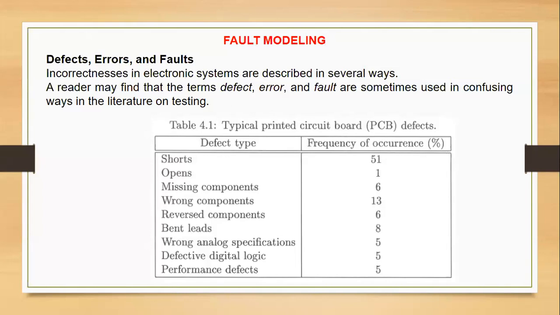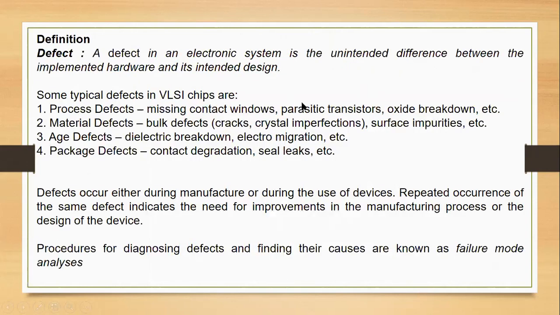Wrong analog specifications. For each and every component we have analog specifications, so if there is any wrong analog specification, that can be treated as 5%. Defective digital logic, if there are any logical operational defects, can be treated as 5%. Performance defects can also be treated as 5%. So totally, within the PCB, this is the frequency of occurrence of defects, represented as percentage levels.